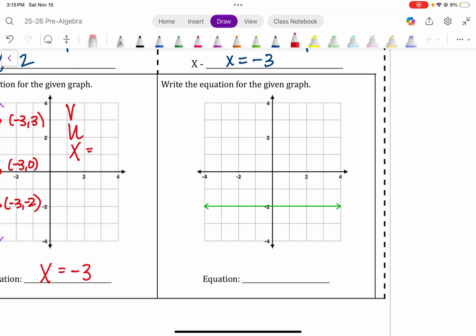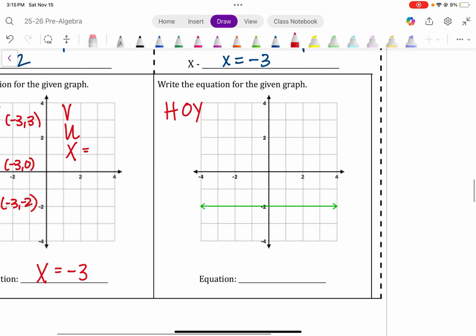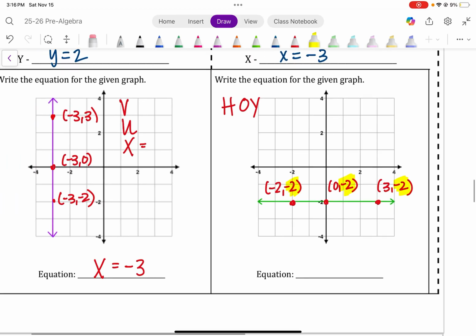And the last one, we've got a horizontal line. So the slope is 0, and every point on this line has a y value of -2. So this is (-2, -2), (0, -2). Again, these are random points I'm picking to show that they all have a y value of -2. I should have highlighted over here. So they all have that y value of -2. So my equation is y equals -2.